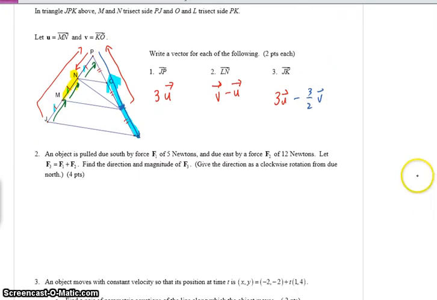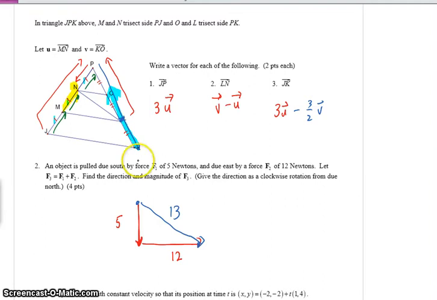Okay, number 2. An object is pulled south by a force of 5 newtons, and then east by a force of 12 newtons. If I'm adding vectors, I just go here and then here. So that's 12. And you're asked to find the direction and the magnitude of F3. F3 is the sum. So here is F3, just from the head to the tail here. That magnitude is 13 because it's a 5, 12, 13 triangle. And then we need to find this angle.